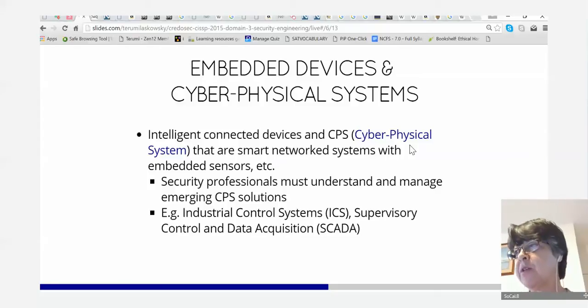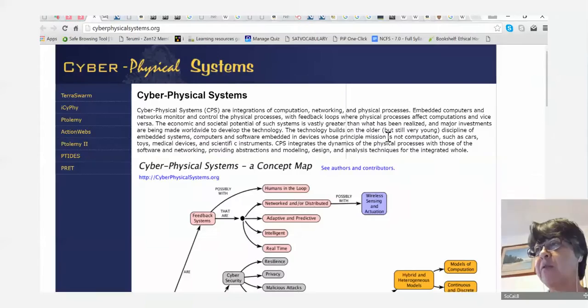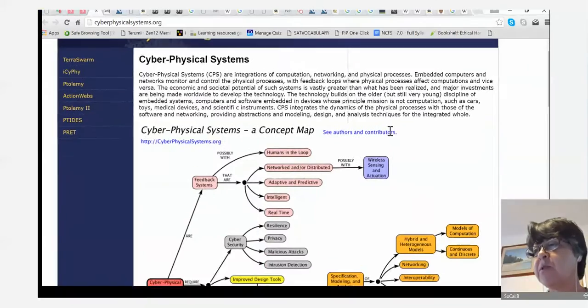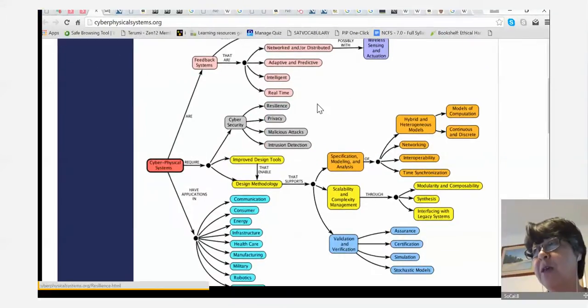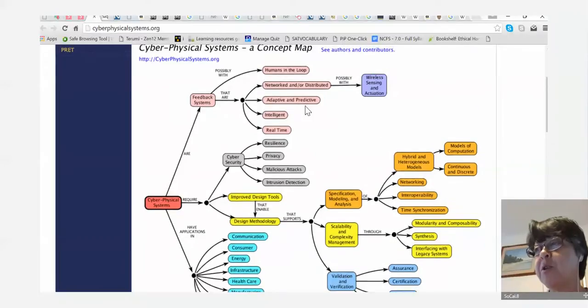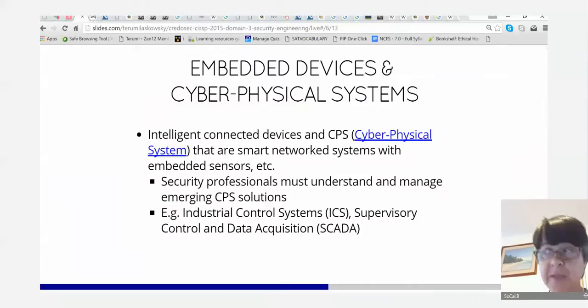So let me see if I can actually give you, what did I connect this thing to? I connected something. Oh, there it is, cyber physical systems. So here's a list of all the cyber physical systems. This is great because it's a mind map, and every place you go, you can click it and find what kind of cyber physical systems you have. Anyway, that is in your presentation material. They are smart network systems with embedded sensors.